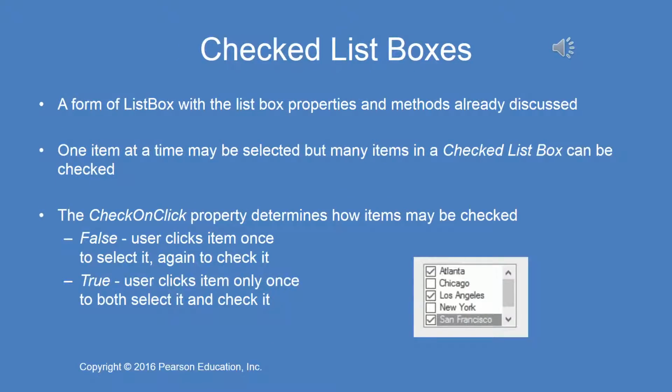A checked list box is a special form of the list box. It has all the list box properties and methods that we discussed associated with the list box. However, multiple items can be selected or checked in a checked list box, whereas the list box was limited to one. There is a special check on click property that determines how many items may be checked.